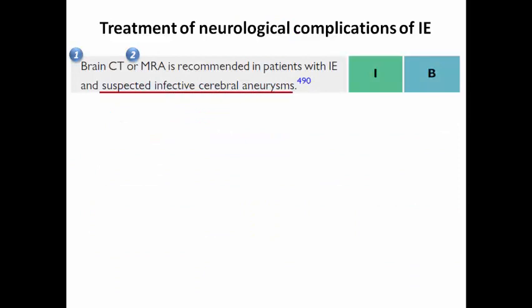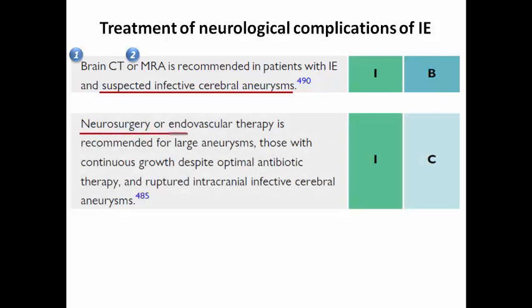So the recommendations to diagnose neurological complication: to arrange for brain CT or MRA to detect any suspected infective cerebral aneurysm, and if there is continuous growth of this aneurysm in the follow-up imaging despite antibiotics, or it was complicated by rupture resulting in subarachnoid hemorrhage, we should arrange for neurosurgical repair or endovascular therapy.